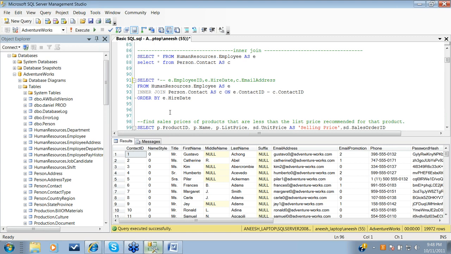Because we are looking for matches. But that is not the case for the outer join. In an outer join, the result will be different if you flip the tables from left to right.